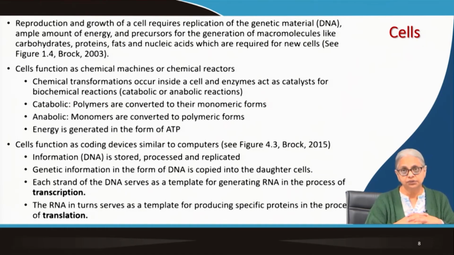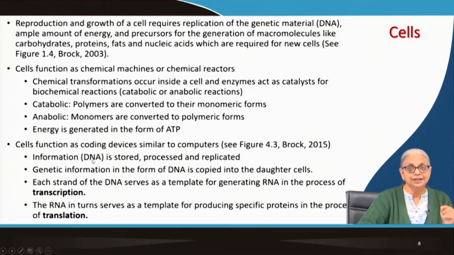And then we come to cell functions as coding devices. What is the code? The code is the genetic code. So you have the DNA, it has a particular code, and that code has to be replicated in exact form for the new cells to form and continue to survive. If there is any damage to the DNA code, it may or may not survive. That organism may or may not be in a position to reproduce and so on. So the first thing is that the DNA has to be stored, processed and replicated.